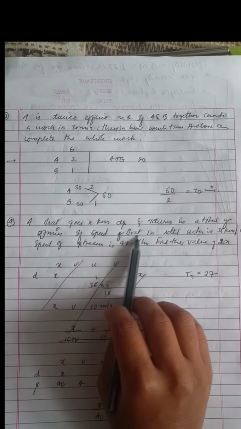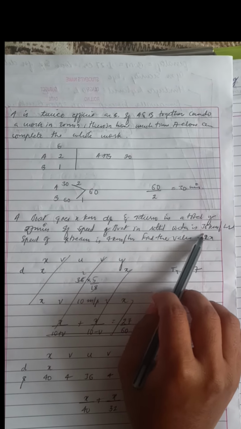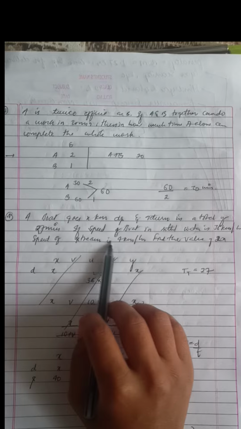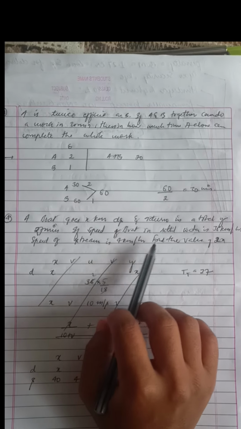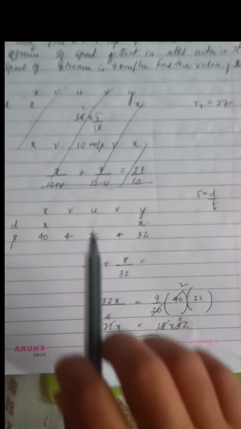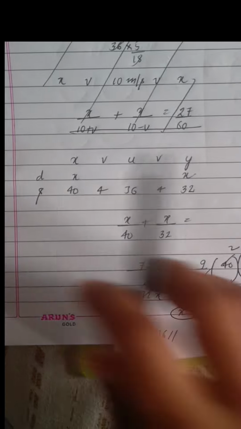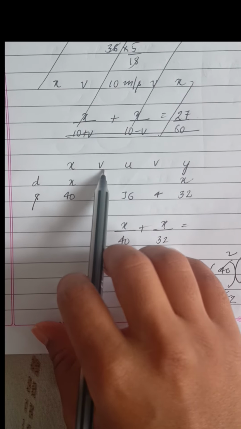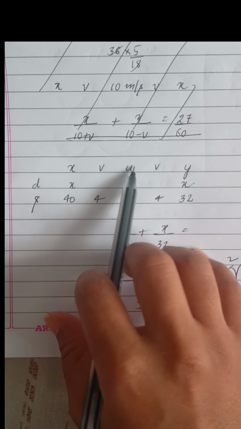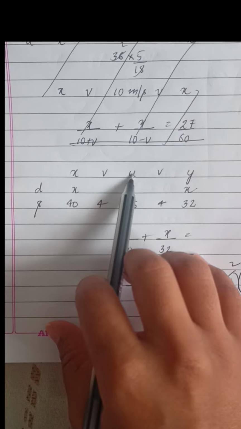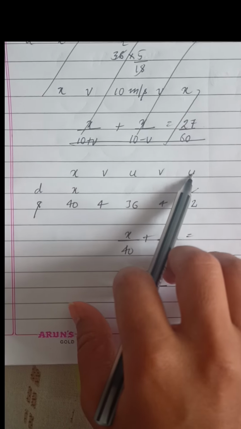If the speed of the boat in still water is 36 km per hour and the speed of the stream is 4 km per hour, find the value of 2x. So here you can see, this is the downstream speed, this is the speed of the stream, this is the speed of the boat in still water, and this is the upstream speed.